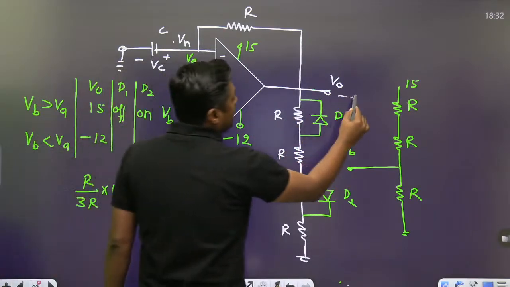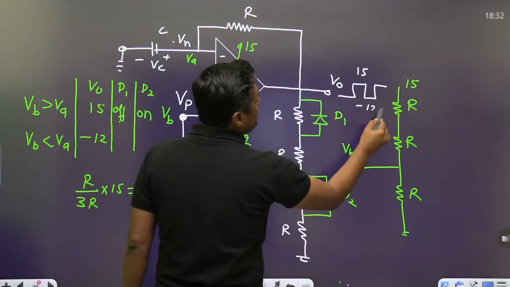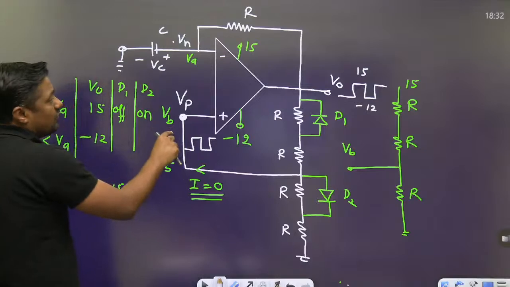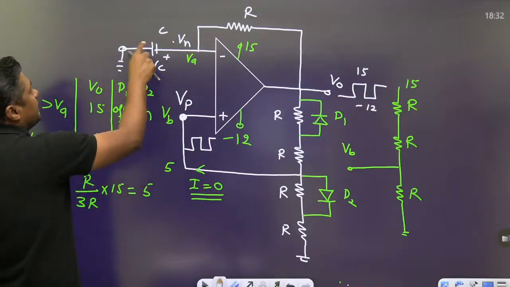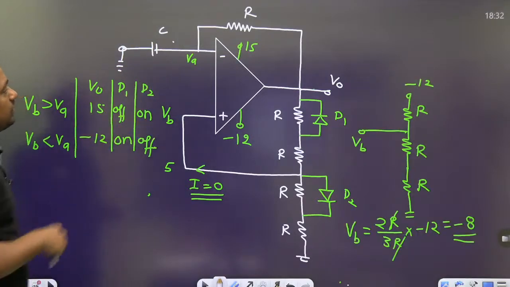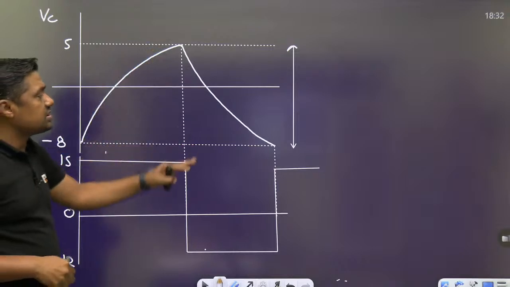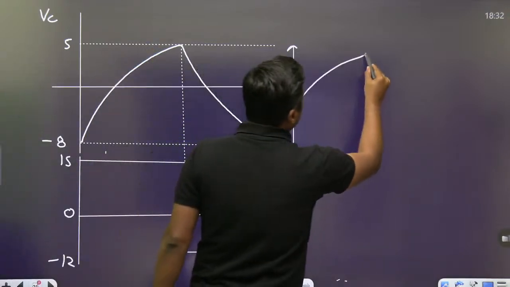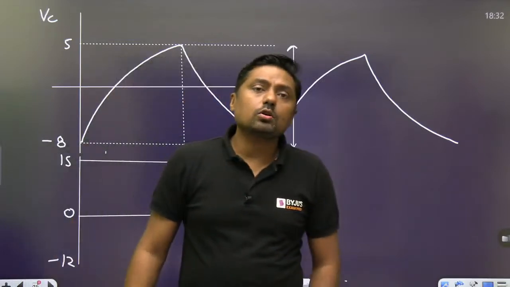At this point we are getting the square wave. The maximum value is 15, minimum value is minus 12. But at this point the maximum value is 5, minimum value is minus 8. But here we are getting the approximated triangular wave. This is called approximated triangular wave, exponentially charging, exponentially discharging. Again it will charge, again it will discharge like this. This is all about this question.